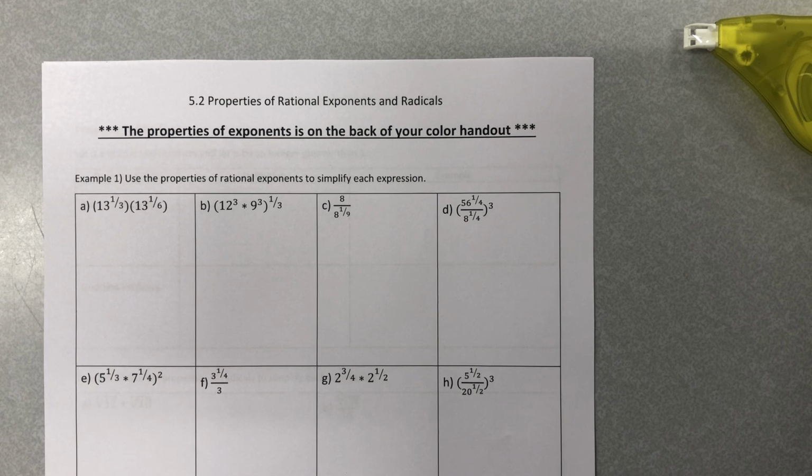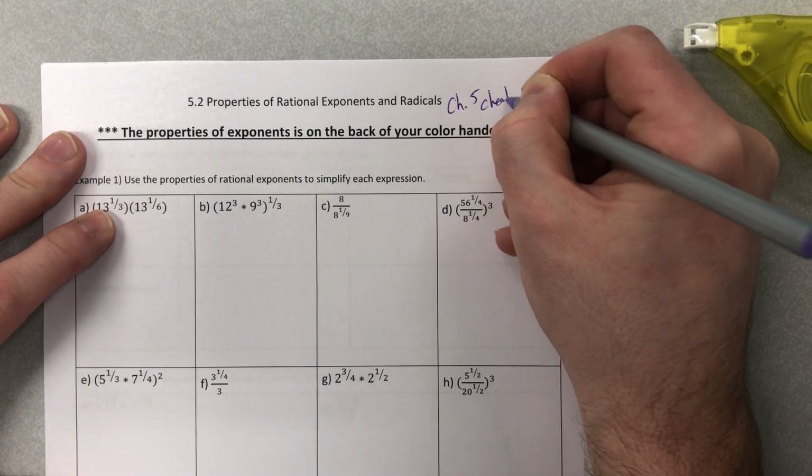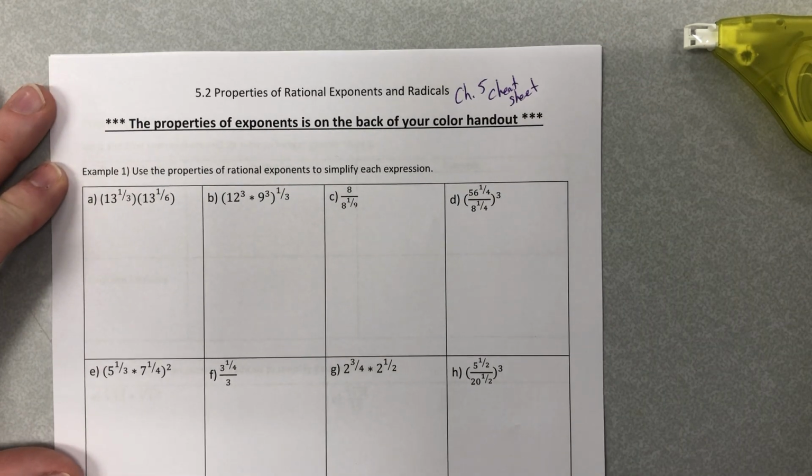All right, you're going to look at the properties of exponents on the back of your color handout or your chapter 5 cheat sheet, whatever it might be, that we put into your class notebook. We're going to just review some properties of radicals to go through first.